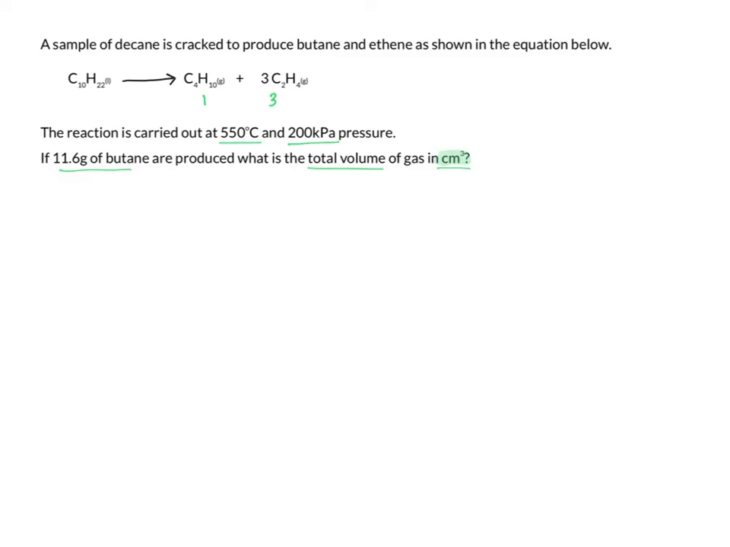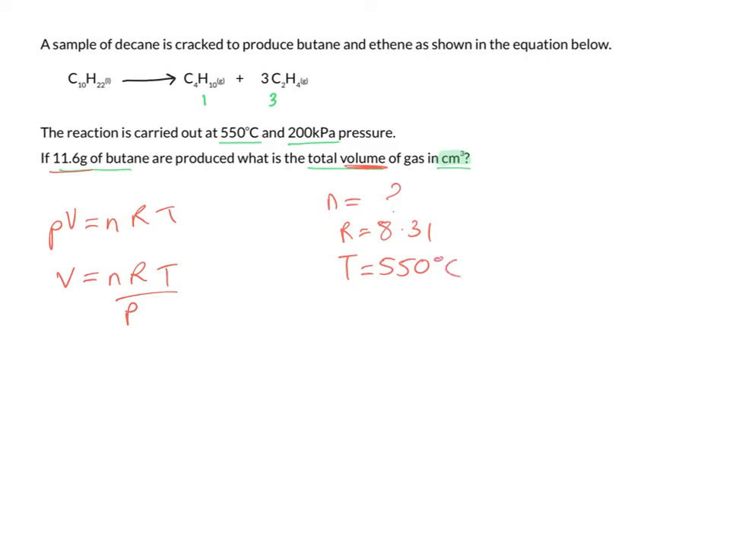Now, what we need to do first is go PV equals nRT. Our final answer needs to be for the volume, so V equals nRT divided by P, which means that we need to know n, R, T and P. So n is the number of moles. We actually don't have that yet, so that's going to be something we need to calculate using the mass. R, we know, is 8.31. They might give it to you, they might not. Temperature is 550 degrees Celsius, which is 823 Kelvin. Remember, we need to add 273. P is 200 kilopascals, which is 200,000 pascals.